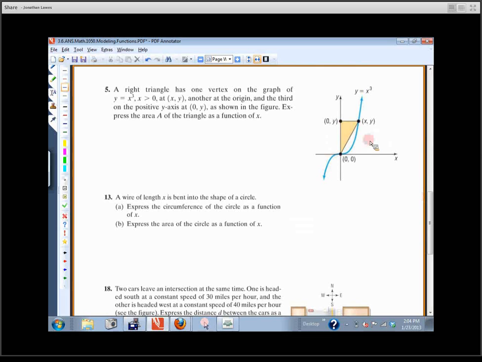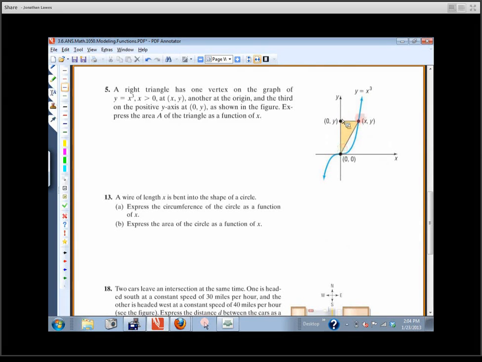Now, if this is a right triangle, all I need is the base and the height. My question for you is, if this is 0, 0, and this is 0, y, how far is it from here to here? Again, Tylynn, quick with the answers. This? X. Have we seen something like this before? Yeah. Wasn't this in the starter question?